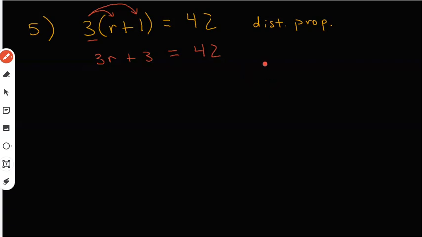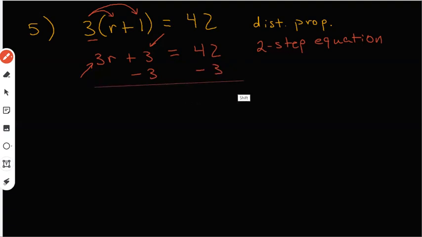Notice that I have a 3-step equation now. I'm sorry, a 2-step equation. I have a 2-step equation because I can figure this out by getting rid of the plus 3 and the multiply by 3. Now it's a 2-step process. I can get rid of the plus 3 by subtracting. 42 minus 3 is going to give me 39. On the other side, the 3 and the minus 3 cancel each other out.